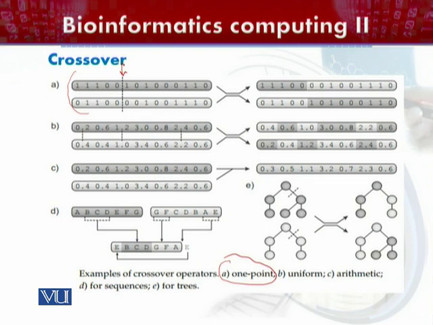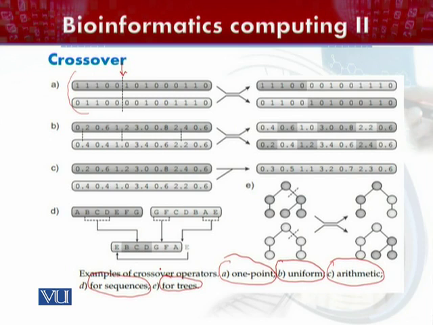There may be a 2-point crossover as well, if recombination is taking place at two different points of the homologous chromosomes. It may be of uniform form. We will discuss what a uniform type of crossover is. It may be of arithmetic form. There are some crossover forms which are specialized for sequences, and some forms which are specialized for data representation in trees specifically. So first we are going to highlight what a 1-point crossover is.